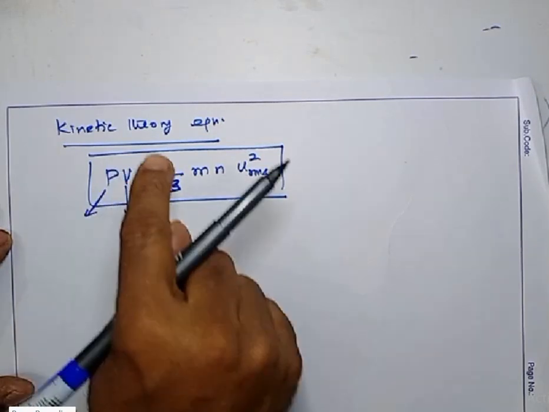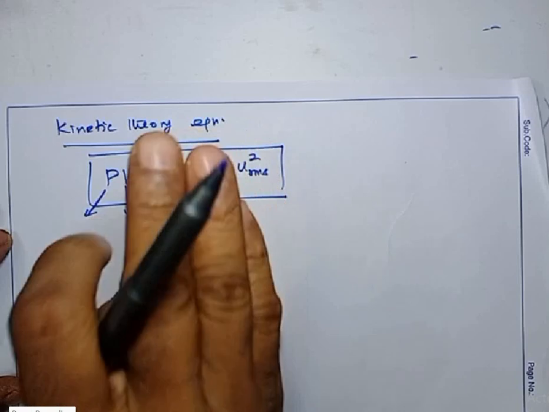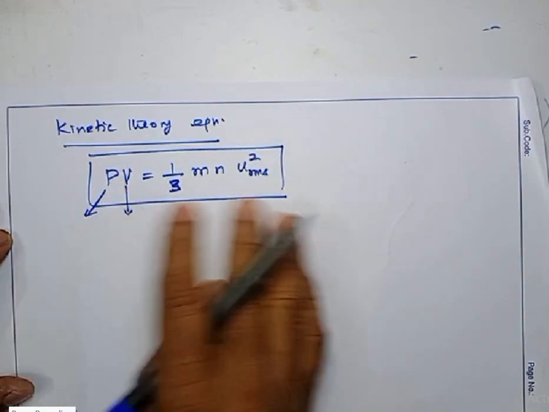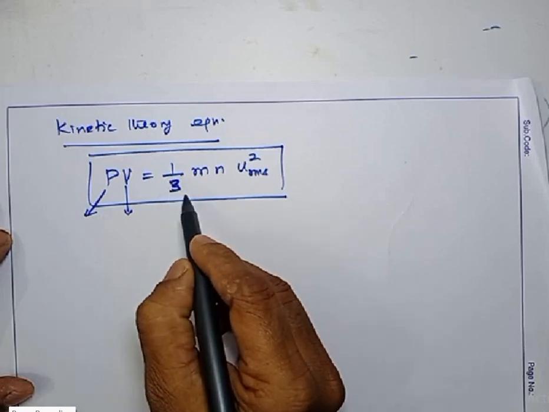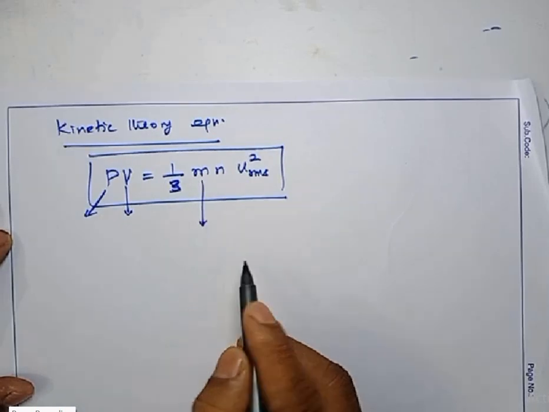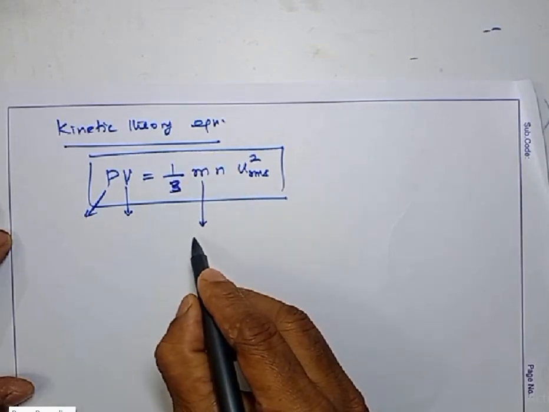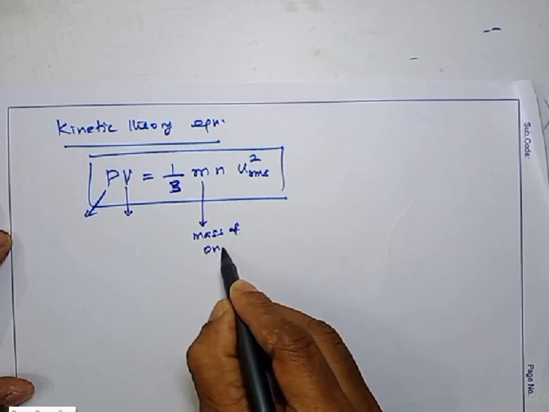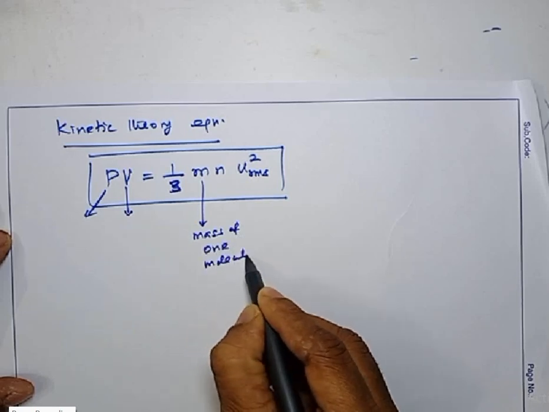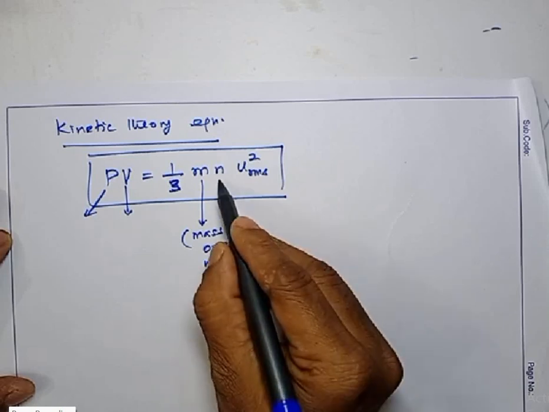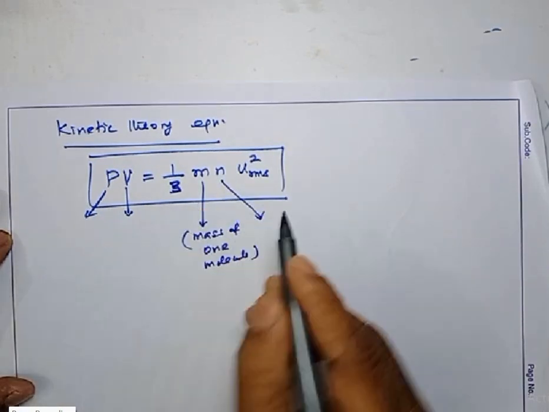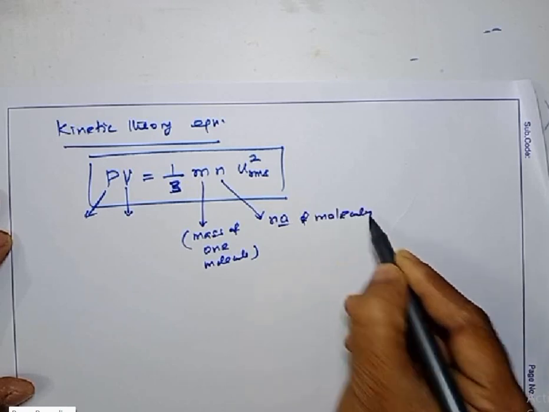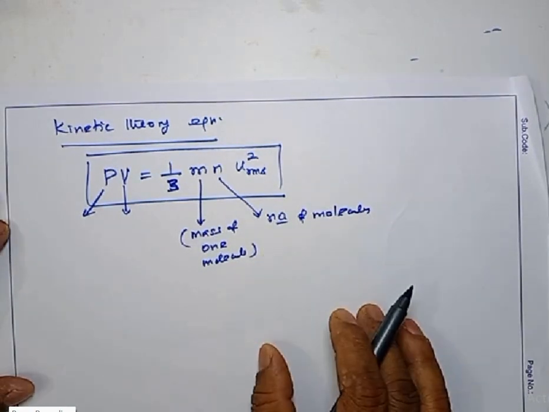I have told you already, the kinetic theory equation is applicable only for ideal gas. So this is the pressure of the ideal gas, this is the volume of the ideal gas. And we have the number 1 by 3 here. What is m? m is the mass of one molecule. What is n here? This n is not the number of moles, it is the number of molecules present in the container.